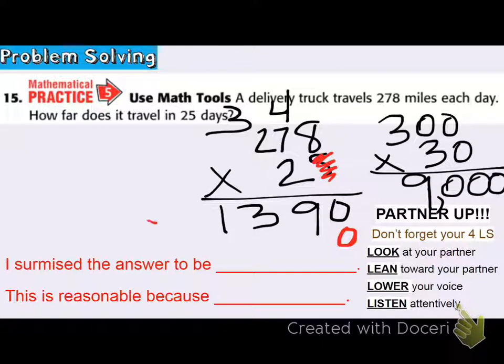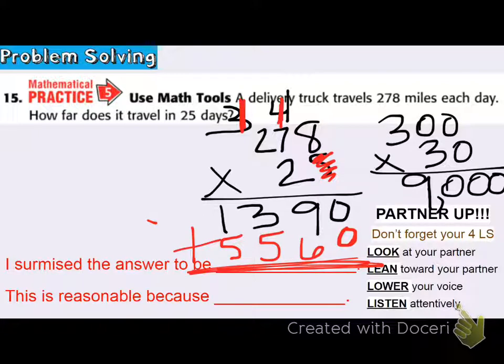And I can think, how many times will 2 multiply 8? Well, 2 times 8 is 16. Bring up my 1. 2 times 7 is 14, plus 1 is 15. Bring up my 1. 2 times 2 is 4, plus 1 is 5. I can go ahead and add these values together to see if I get something close to my estimation.